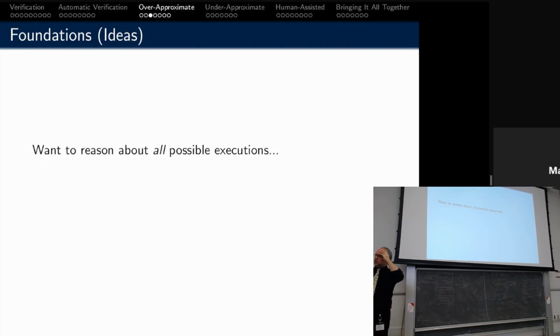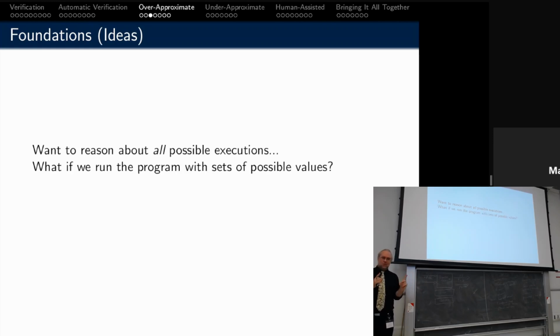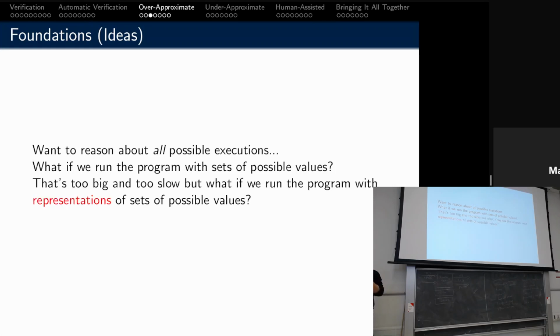So foundation, we want to reason about all possible executions of our program. Okay, well, what if we ran the program, but instead of having one state of the environment, we had a set of them? And then we could run the whole program in parallel on all of the things. If we did it with all of the states, then we would know every possible state for each location. It's a nice idea, but it's never going to work because it's too big and too slow.